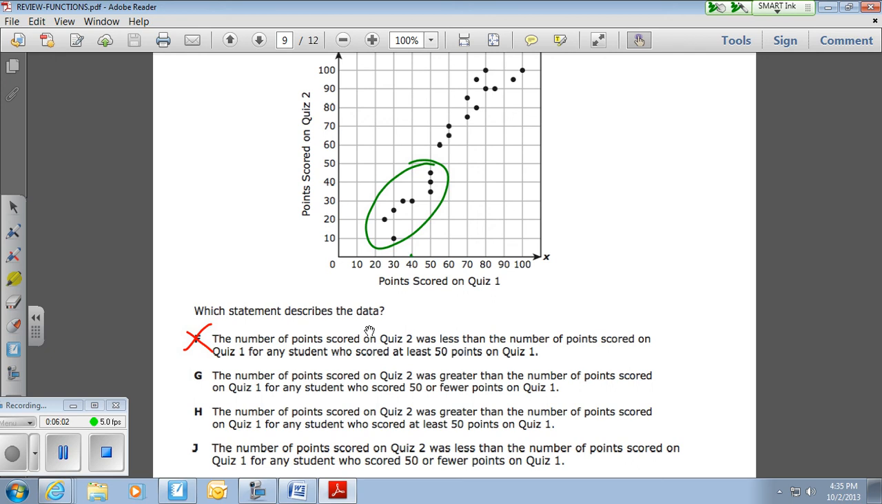No, they got a 40 on quiz 1 and got a 30. So this one right here disproves what G says. So it's not G either. All I need is at least one student that disproves it to count it out.